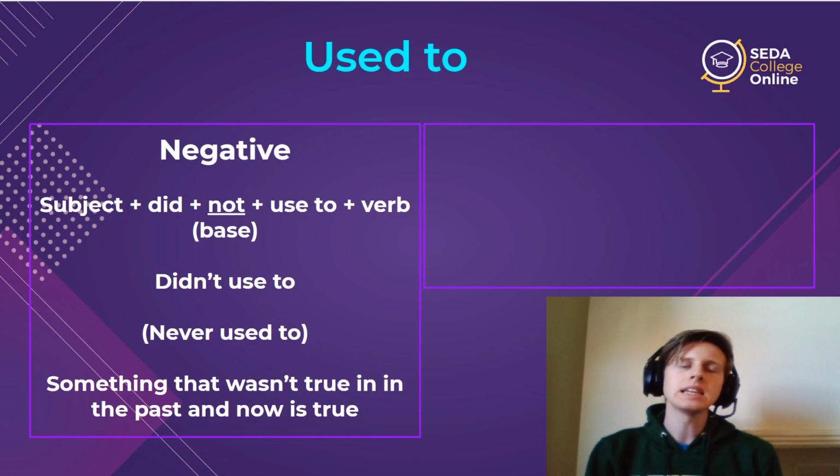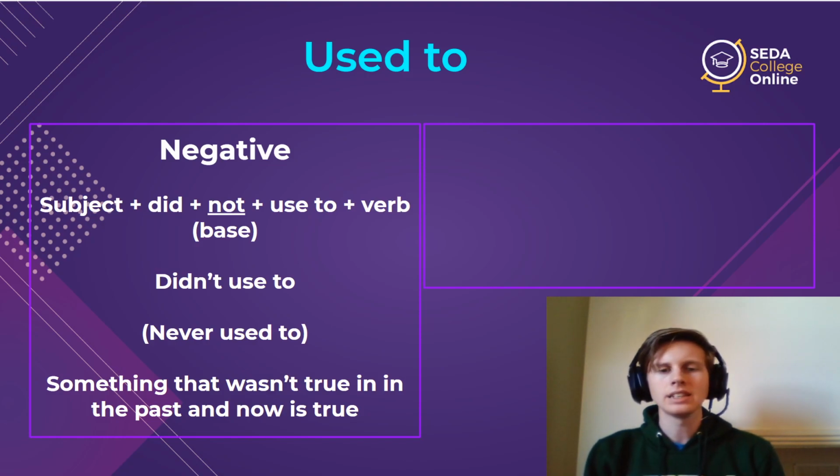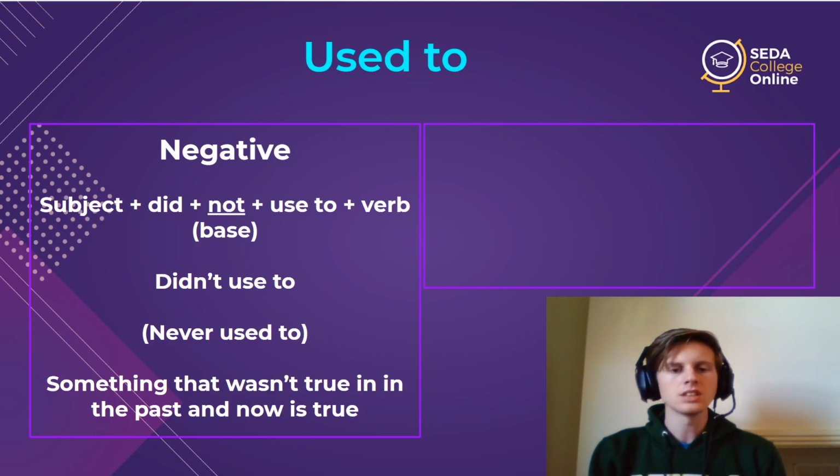So the meaning here is a little trickier though. The negative didn't used to is for something that wasn't true in the past, but now it is true. So in my example, I didn't used to exercise. So that means in the past I didn't. But now I do. I didn't used to exercise, but now I exercise every day.